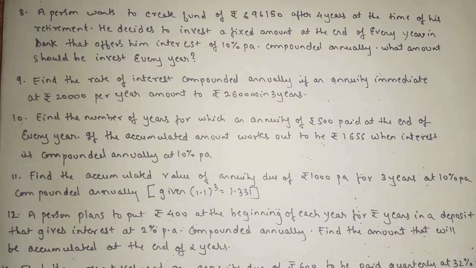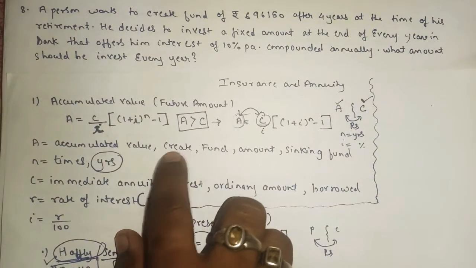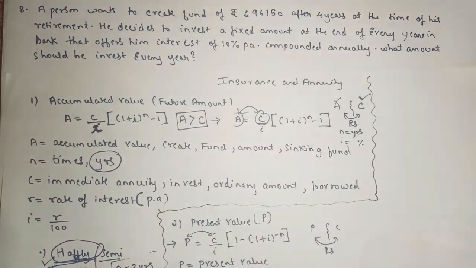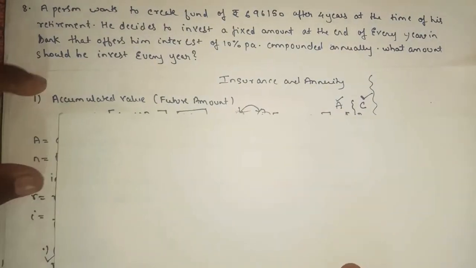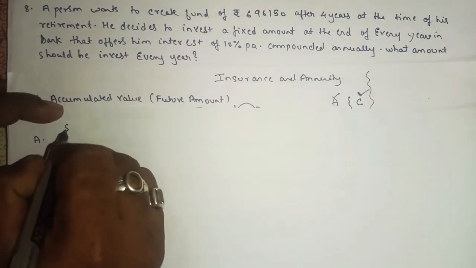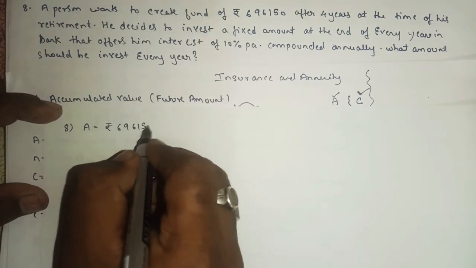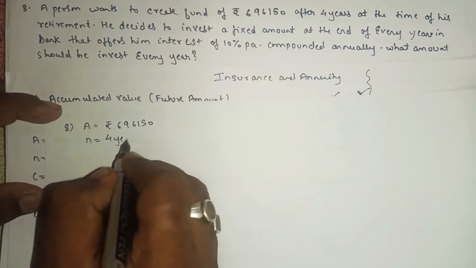So in question number 8, a person wants to create a fund of 6,96,150 rupees. So can I say create fund means it is the value of A. So for question number 8, we have the value of A as 6,96,150 rupees after 4 years. So the value of n is 4 years.